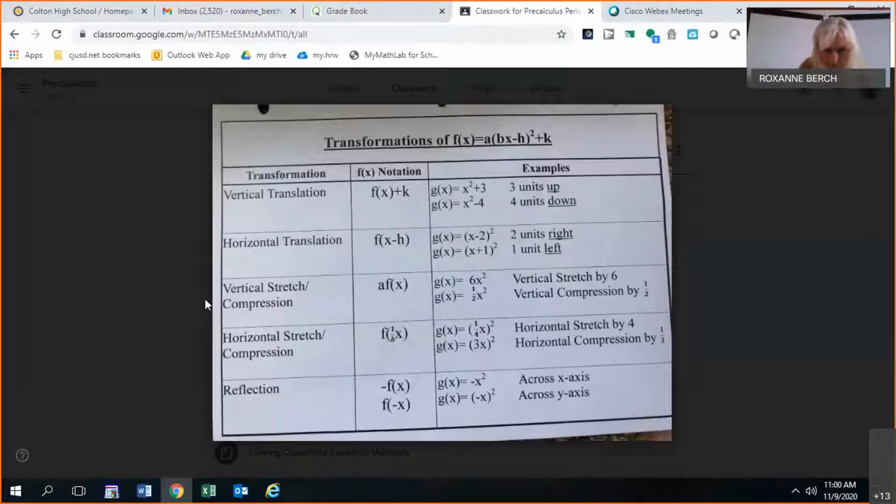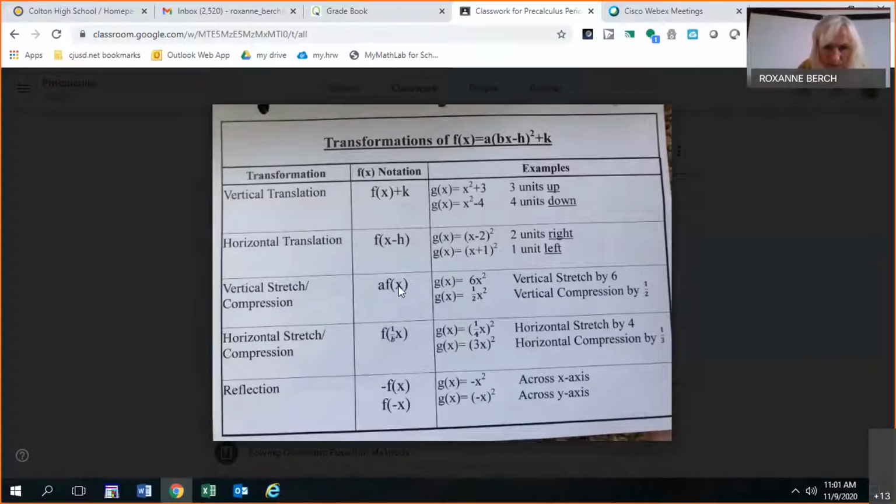So remember that inside H is left or right. So this would be right 2. And in the form, this would be minus a -1, which would be left 1. Remember, K is just straight up or down. And remember, K is outside the square. H is inside the square or the cube or the absolute value or the square root. K is outside the square, outside the cube root, outside the cube, outside the absolute value, outside the square root.